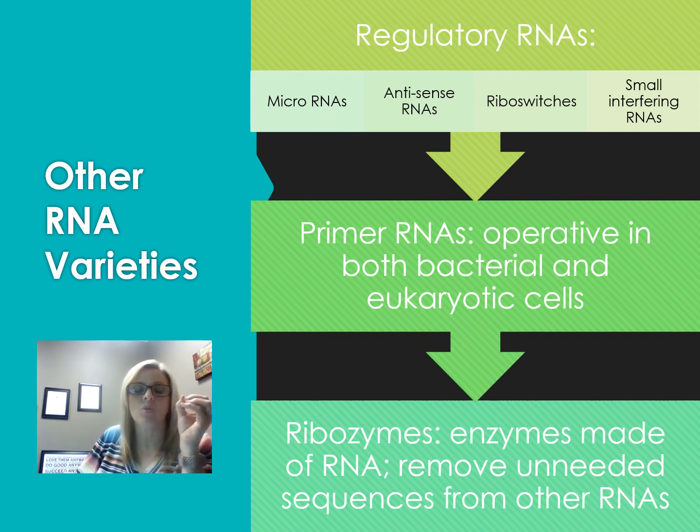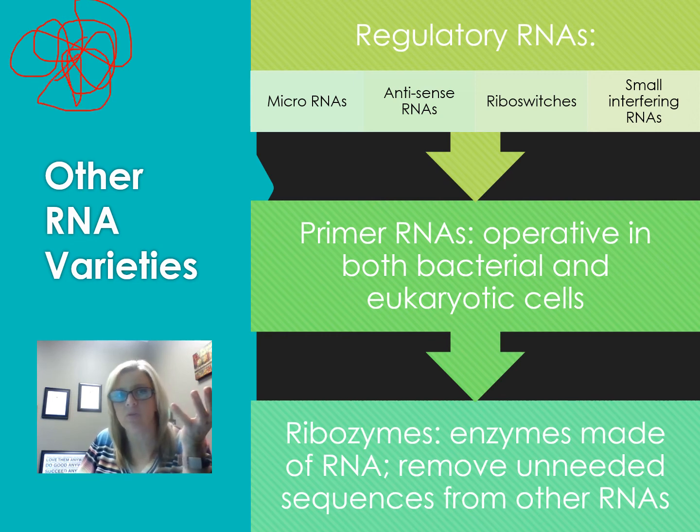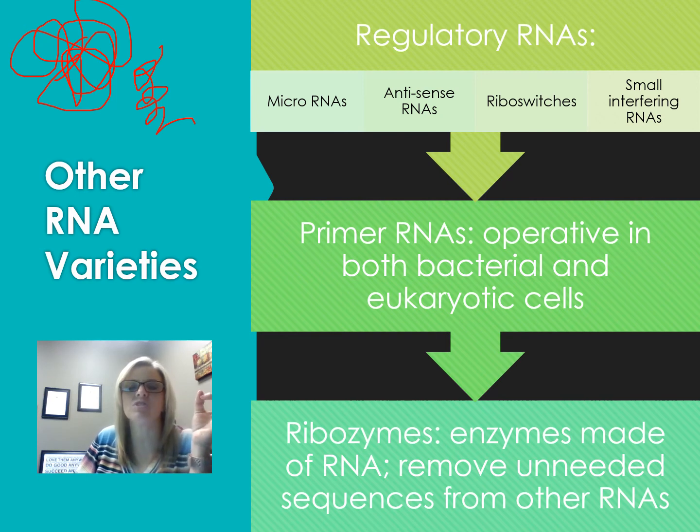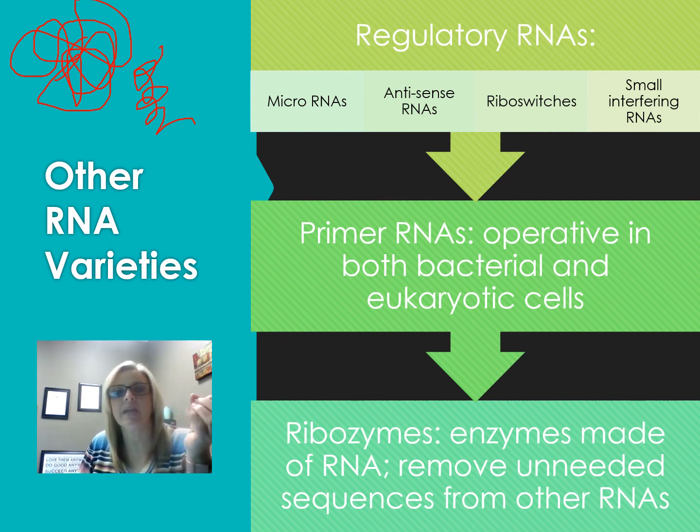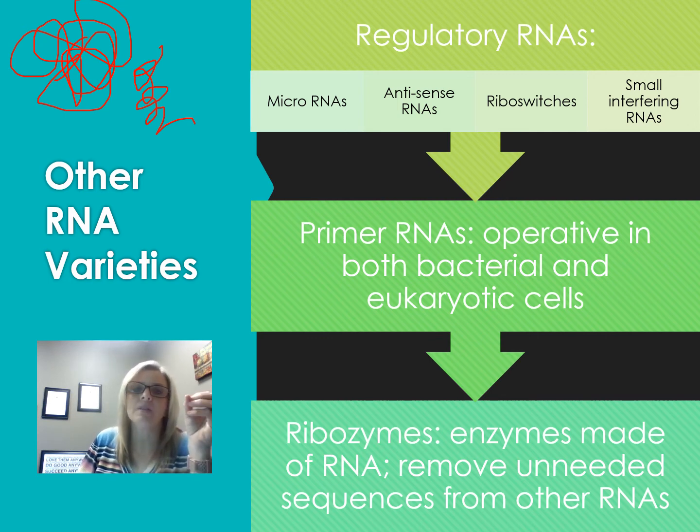Remember, chromatin is going to be the loose, spaghetti-looking form of chromosomes. Chromosomes are where it's very tightly coiled. That's the main difference there. It's just describing a different state. All right. Primer RNA is going to be laid down during DNA replication for bacterial and eukaryotic cells. Ribozymes are going to be enzymes that are made of RNA and can go in and remove those unneeded sequences from other RNA.